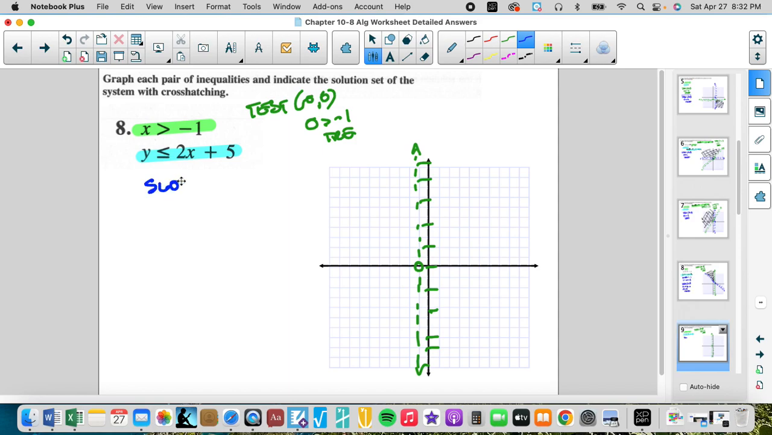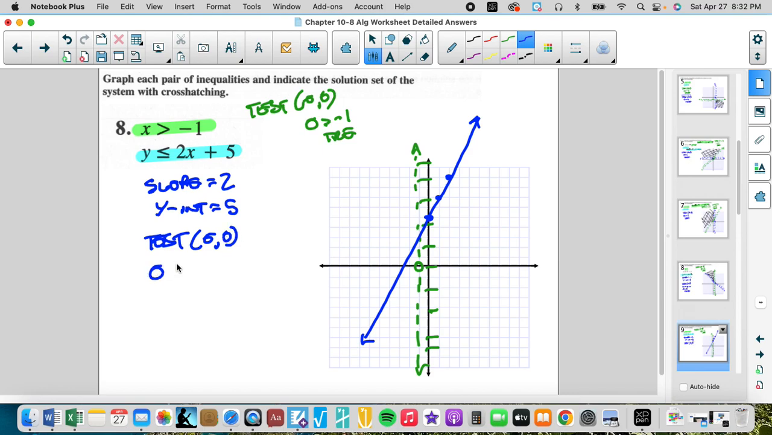This has a slope of 2, a y-intercept of 5, equal, so that'll be a closed dot on my y-intercept. 1, 2, 3, 4, 5, with a slope of 2, up 2, right 1, up 2, right 1. Let's make that nice solid line. Testing. 0, 0. Is 0 less than or equal to 2 times 0 plus 5? Is 0 less than or equal to 5? That is true. So this point, let's shade this way.